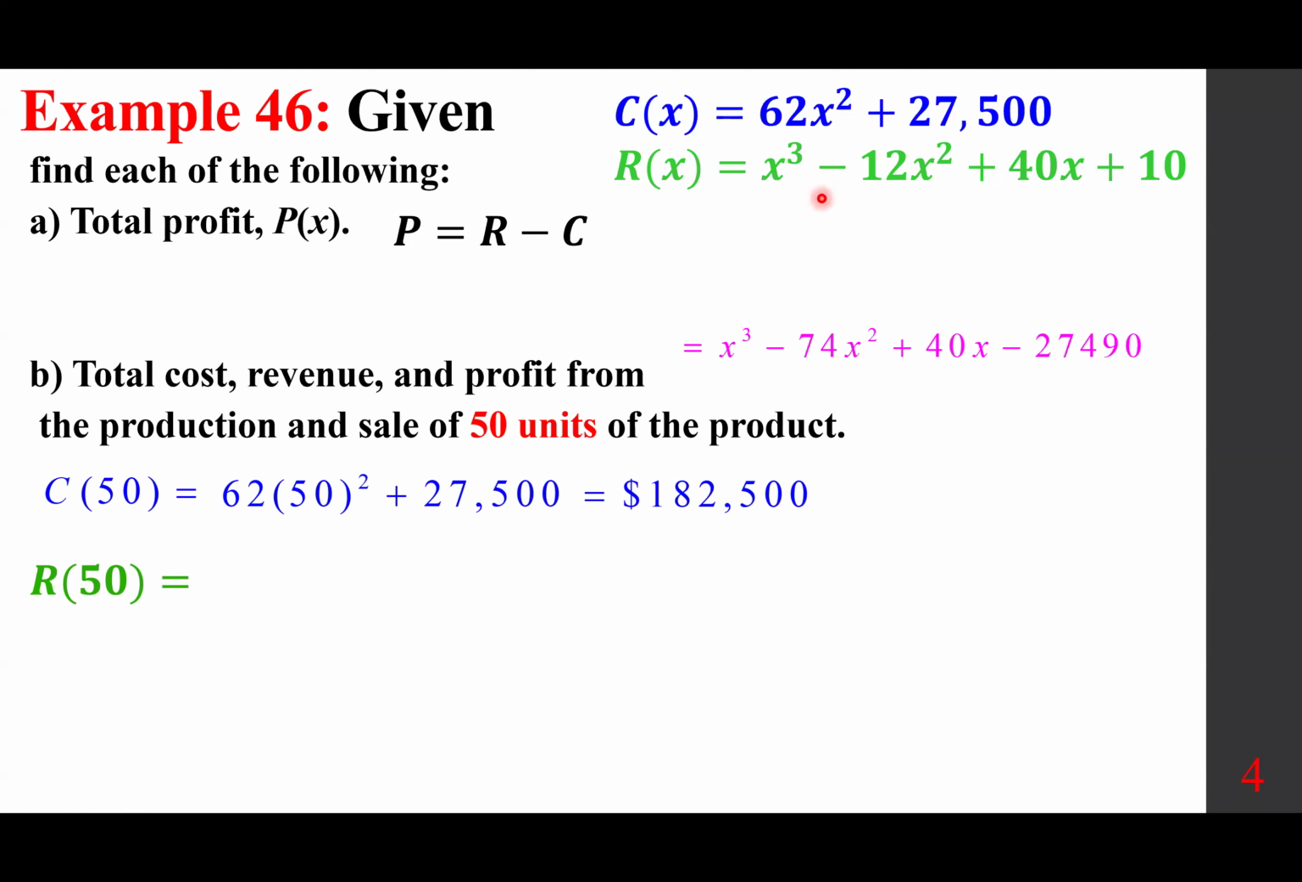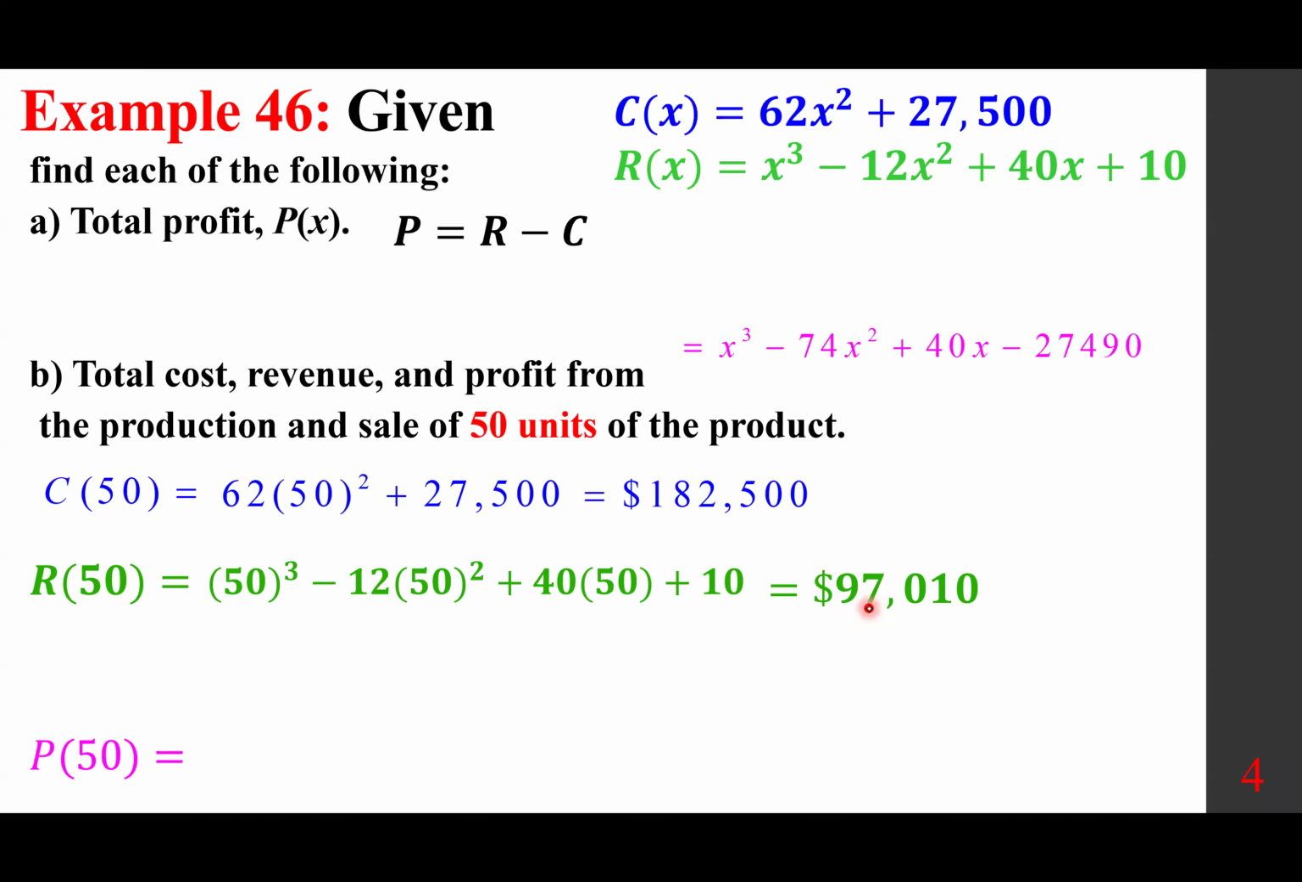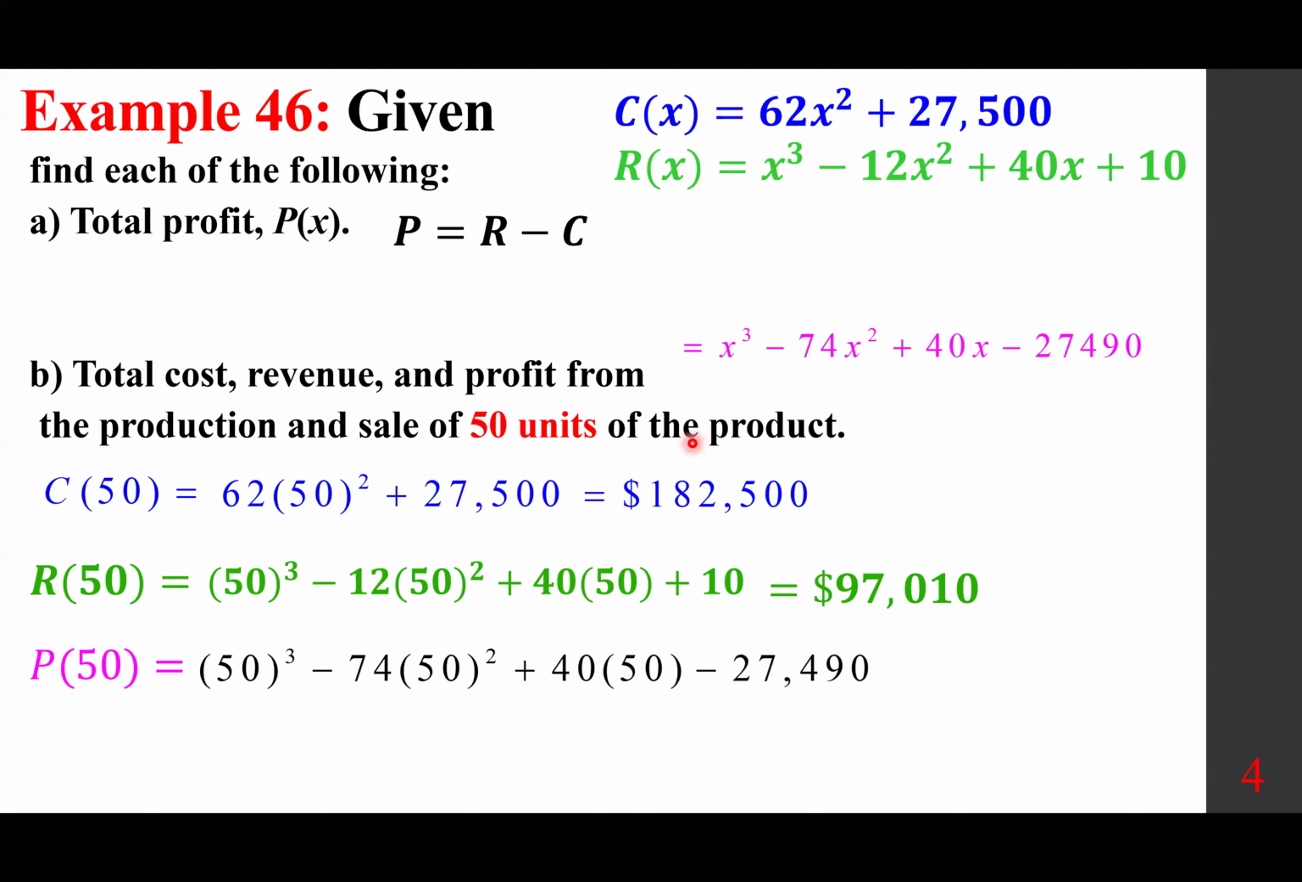R of 50, plug in 50 cubed minus 12 times 50 squared plus 40 times 50 plus 10, and that gives you $97,010. Profit function. Now, this can be done two ways. One is just plug it in here. That means 50 cubed minus 74 times 50 squared plus 4 times 50 minus 27,490. And that gives you $85,409.